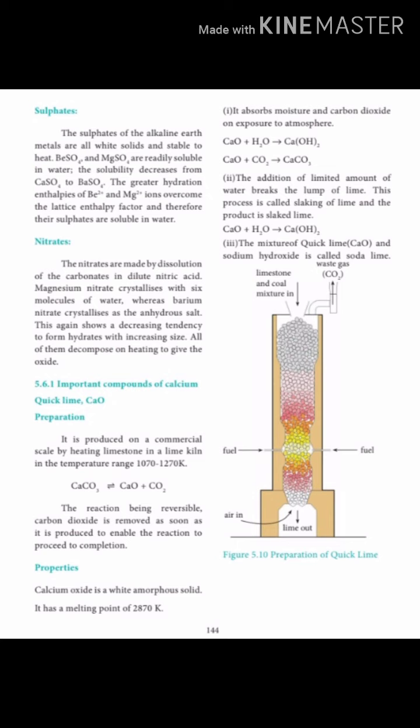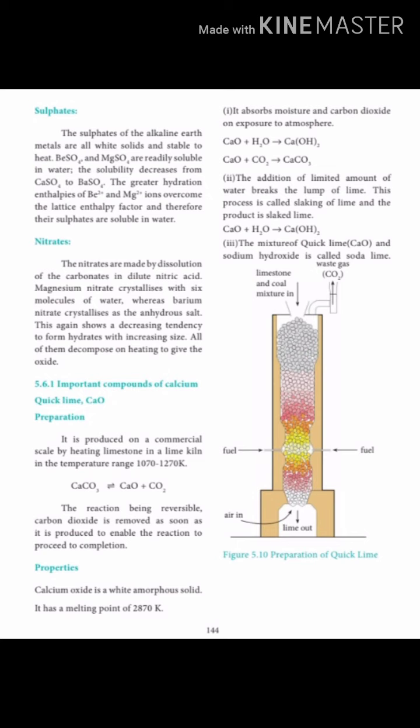Calcium carbonate in equilibrium reaction gives calcium oxide and the additional product, carbon dioxide. The reaction being reversible, carbon dioxide is removed as soon as it is produced to enable the reaction to proceed to completion. Next, properties. Calcium oxide is a white amorphous solid. It has a melting point of 2870 Kelvin. It absorbs moisture and carbon dioxide on exposure to the atmosphere.